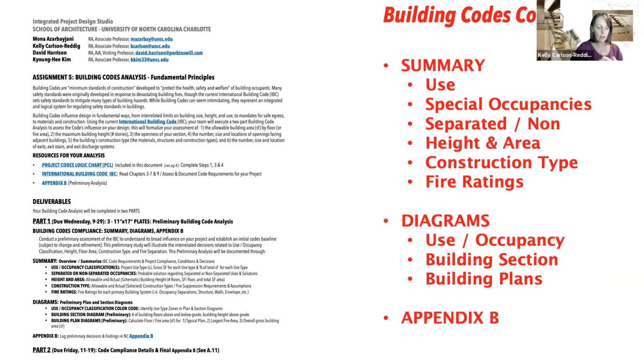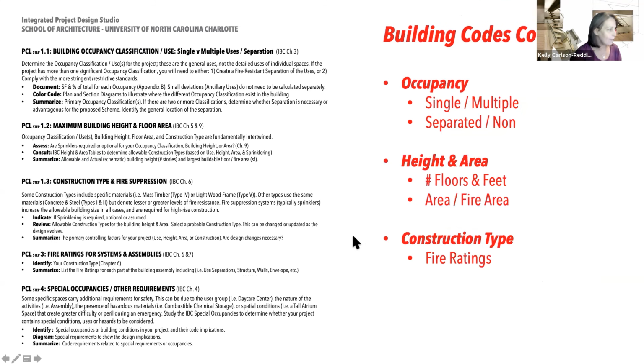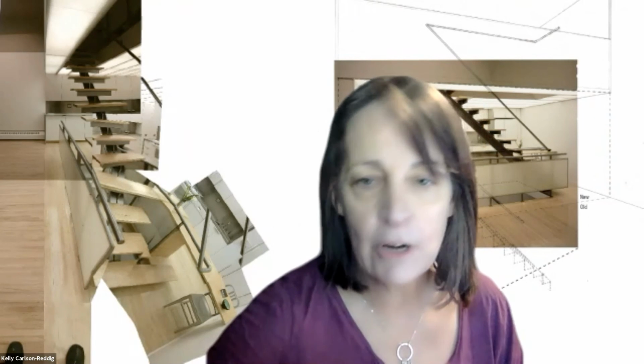So you may have business uses down below and business uses up above. You may have mercantile down below and business up above. You may have institutional down below and business up above. And that is the whole of this assignment: occupancy, height and area, and construction type. Okay, I'm gonna kill the slide and ask if there are any questions.